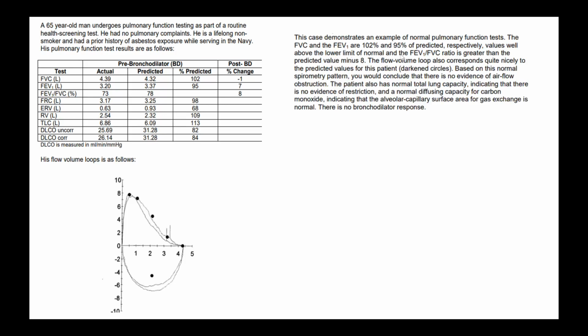So all these values are close to normal. The flow volume loop is also normal. You would conclude that there is no evidence of airflow obstruction. The patient also has a normal lung capacity, indicating there is no evidence of restriction, with a normal diffusing capacity, indicating normal alveolar capillary function, and there is no bronchodilator report. So this is a normal PFT. Okay.